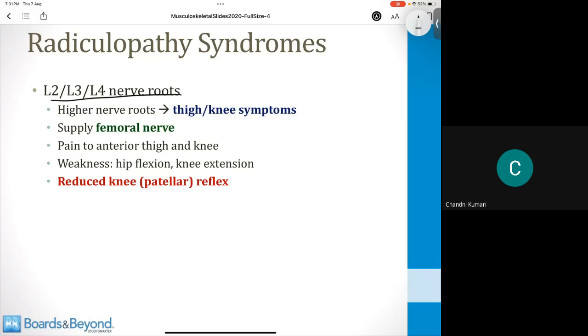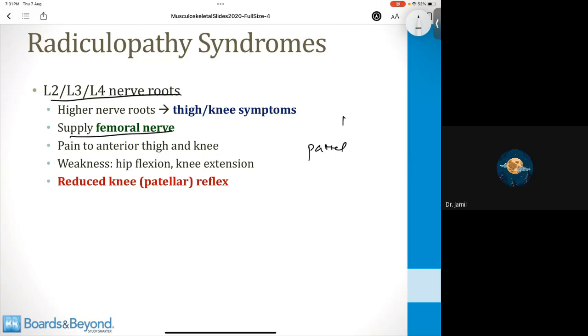Femoral nerve is going to be affected. L2, L3, and L4, right? So femoral nerve is going to be affected. If you guys remember, we discussed a patellar reflex. What was patellar reflex? If you're striking on the tendon of patella, you're going to kick forward. That was basically looking for the activity of which nerve?